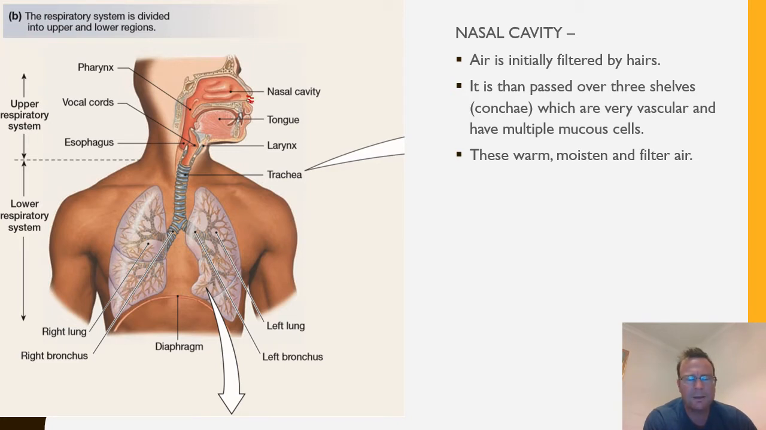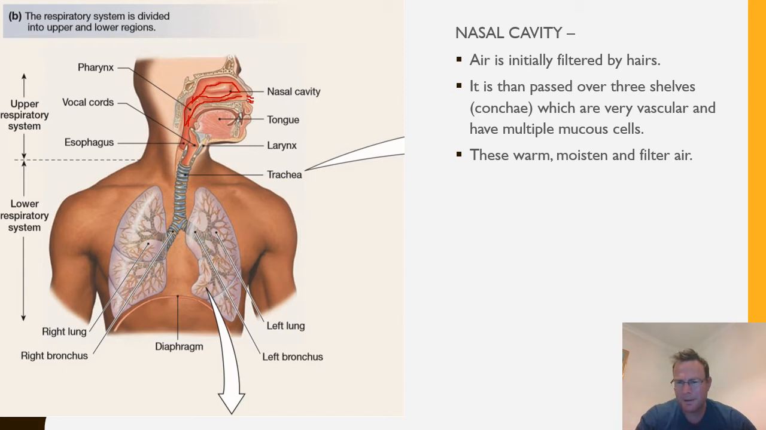So the first filtering mechanism is our nasal hair, and nasal hair will just filter out big particles. So breathing through the nose passes air over these conchae, and it's passed through very capillary rich tissue, which is also covered in goblet cells. They warm, moisten and filter the air and prepare it for the lungs.